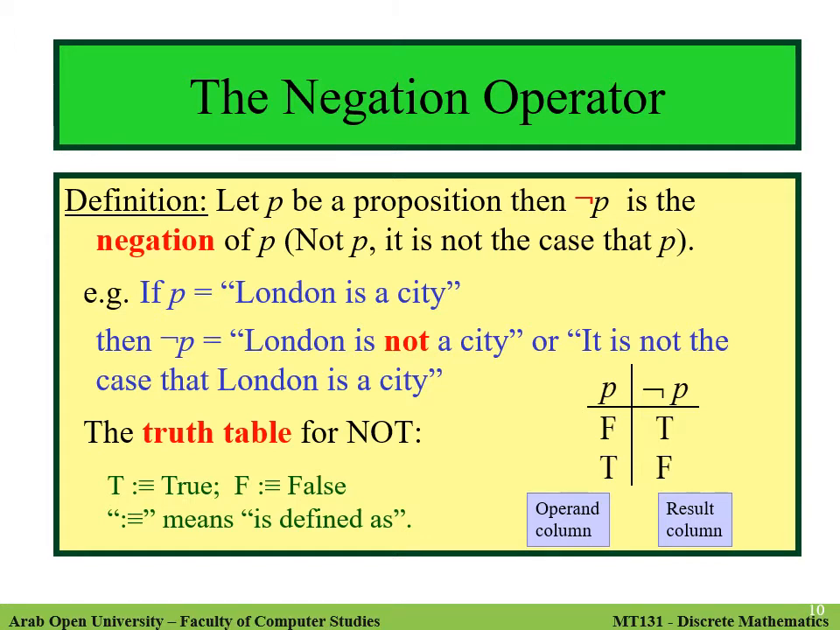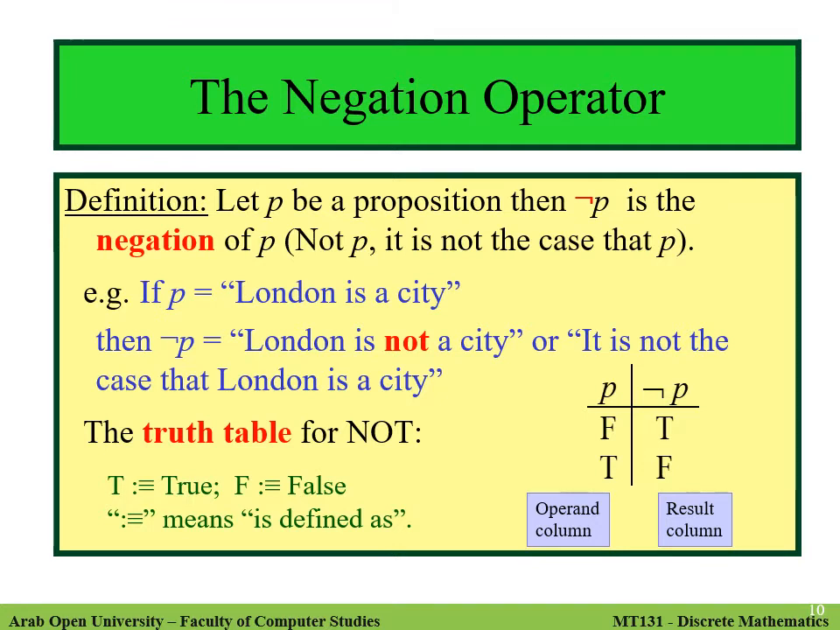The short way to do this is just say not P. This is a negation of P. Here is a quick example. P is the statement London is a city. The negation, not P, is the statement London is not a city.